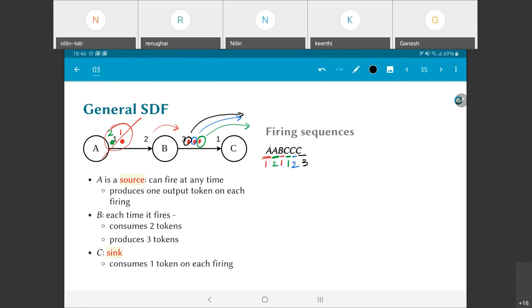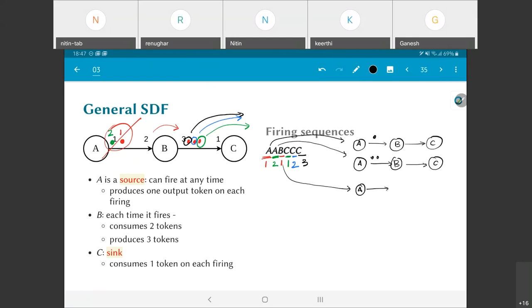So in other words, if I look at this, after the first firing, there will be one token here. After the second one, there will be two tokens. After B fires, it will take out the two tokens from its input and produce three tokens on the output. And then after all three of these, I'll once again end up back at the original state, right, where there are no tokens present on any of these FIFO channels. Okay, so this is an example of a firing sequence in a general data flow graph.